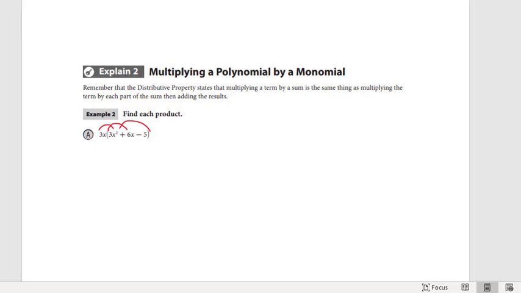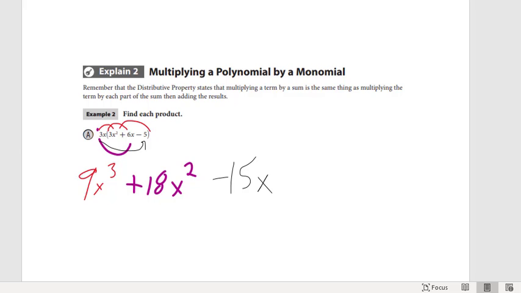All right, 3 times 3 is 9. Then x times x squared. 1 plus 2 makes it x to the third. All right, then the next part, 3 times 6 is 18. X times x is x squared. And the last part, take that 3x, multiply it by a negative 5. 3 times negative 5 is negative 15, so it is negative 15x.